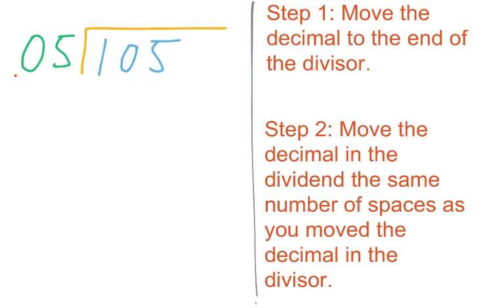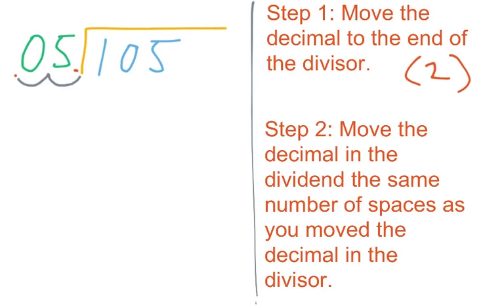The first step, step 1, is to move the decimal to the end of the divisor. Our divisor, 5 hundredths, has the decimal at the far left. We're going to move it all the way over to the right of the 5. I'm going to start here and move it one place, and then 2 places right there. So I put my decimal now, I've moved it 2 places, and I can put a little 2 right here, to the right of the 5.